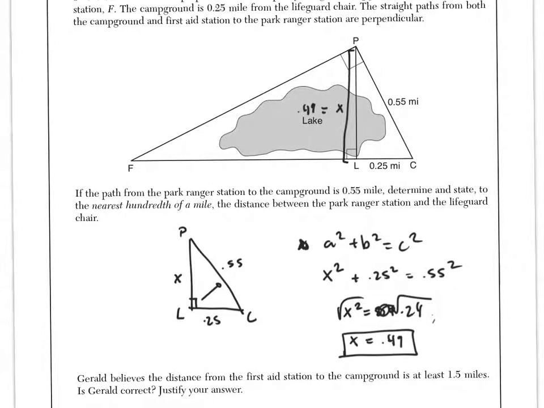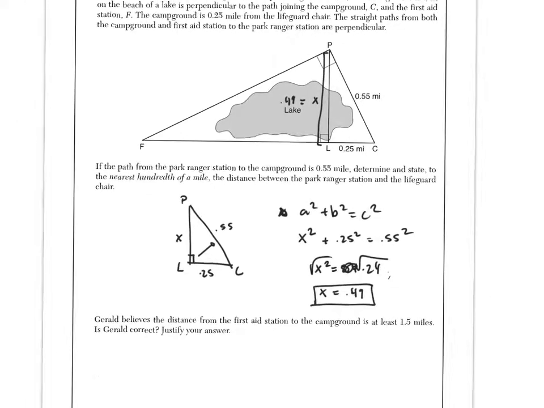Now the next part of this question is a little more difficult. It says, Gerald believes that the distance from the first aid station, which is over here, to the campground site, which is over here, is 1.5 miles. Is Gerald correct? So what we're going to have to do is find out what is the length of FC here.